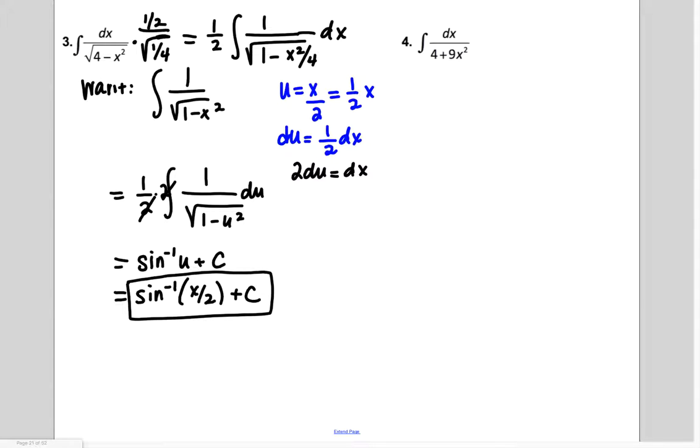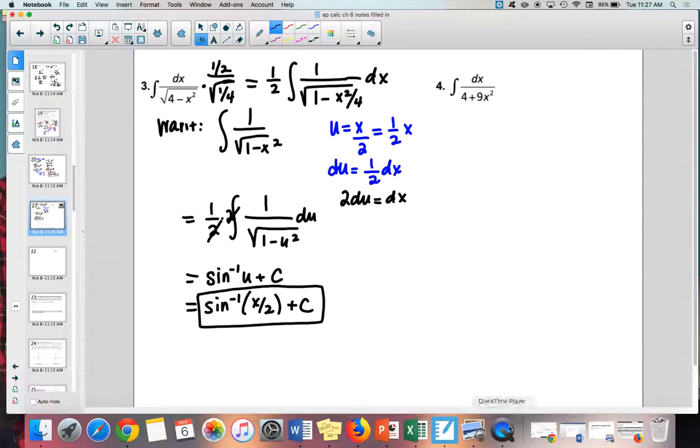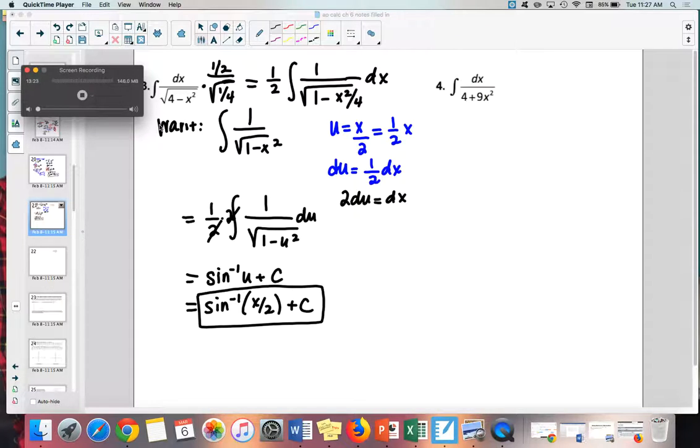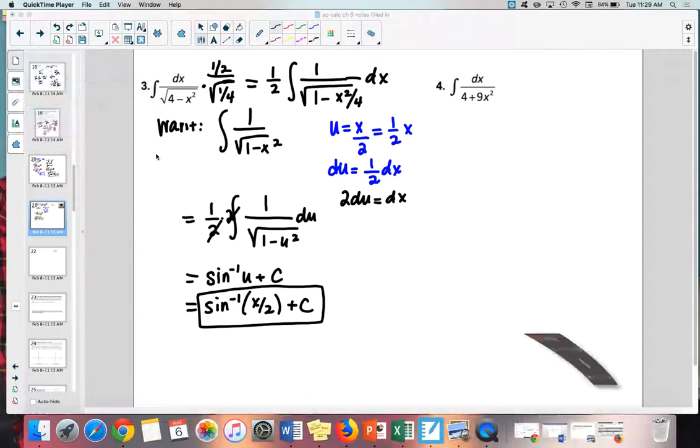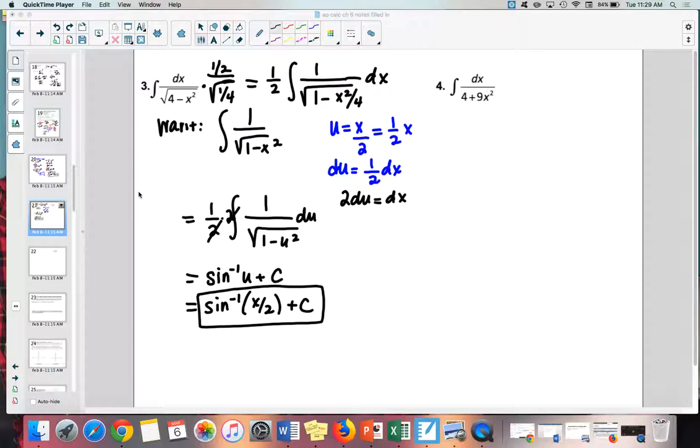All right, you guys try number 4. So try 4. All right, so did you guys divide by 4? So you should have 1/4 on the top and bottom, right? So you get a 1/4 dx. You're going to have your 1 like you want, and you're going to have 9x squared over 4.